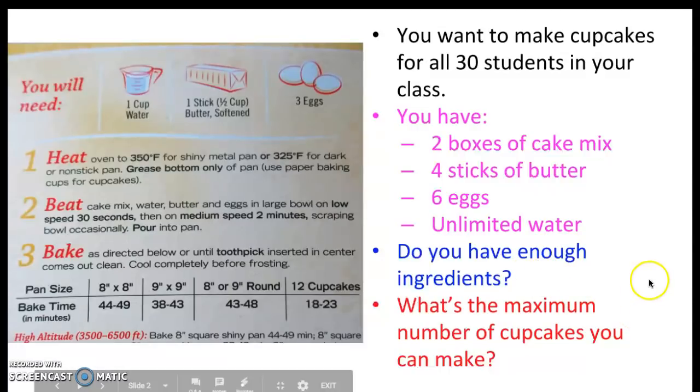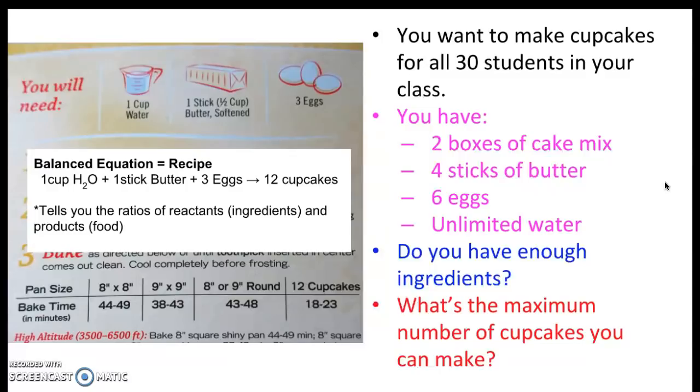And you were able to solve that problem, and the same thinking that you used to solve that problem is the same thinking you can use to solve a limiting reactant or theoretical yield problem. So what are the key pieces of information? One is the balanced equation. That's sort of like the recipe. So you see in this recipe here where you have 1 cup of water and 1 stick of butter and 3 eggs, and that will give you 12 cupcakes.